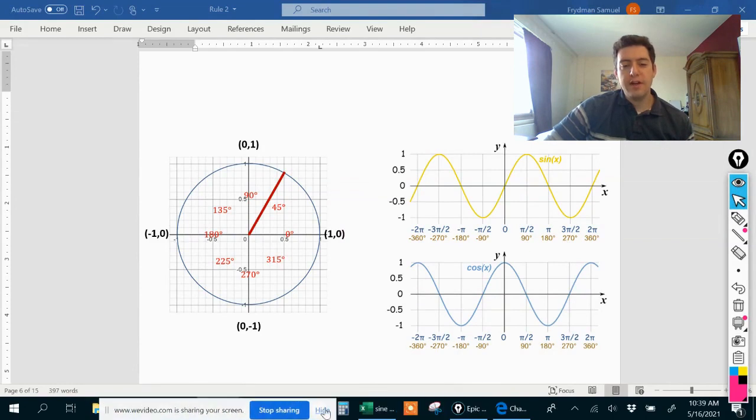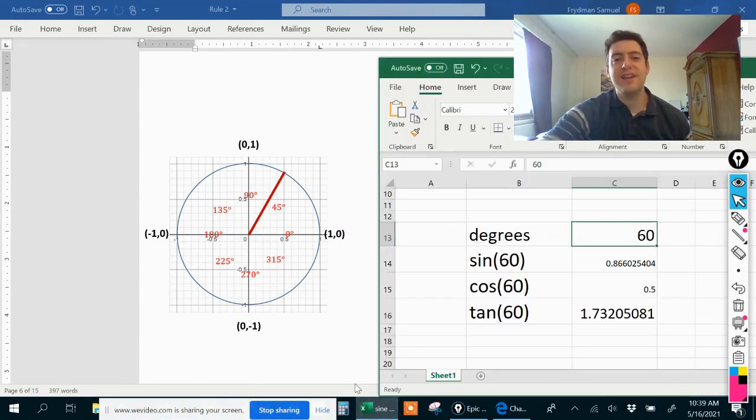Okay, now so far in this video, we have not said anything about tangent. Just a recap, if we have some angle, then the sine of that angle is the y value of where the line meets the circle. The cosine of that angle is the x value of where the line meets the circle. And the tangent would be the y value divided by the x value.